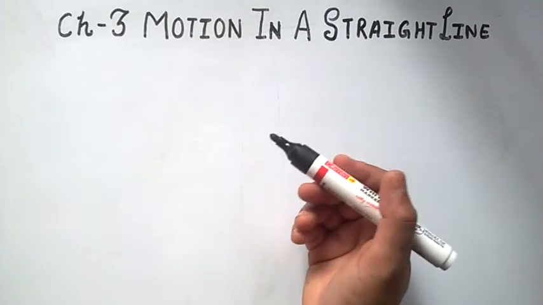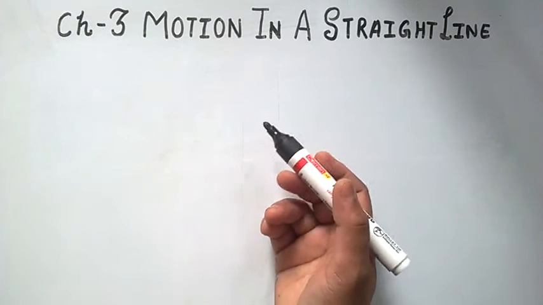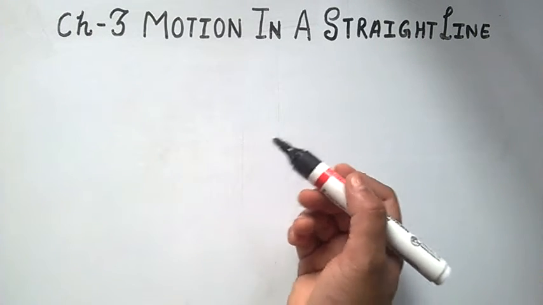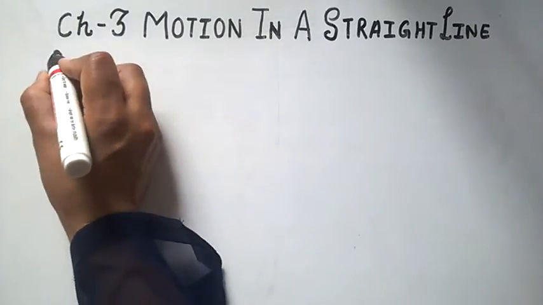Chapter 3, Motion in a Straight Line. We have already discussed in our previous video about various kinds of distance or displacement time graph and velocity or speed time graph. Now let's study about acceleration time graph.